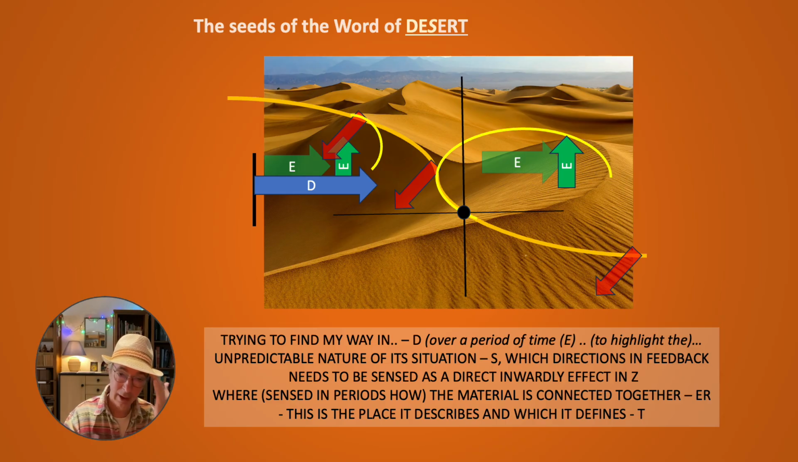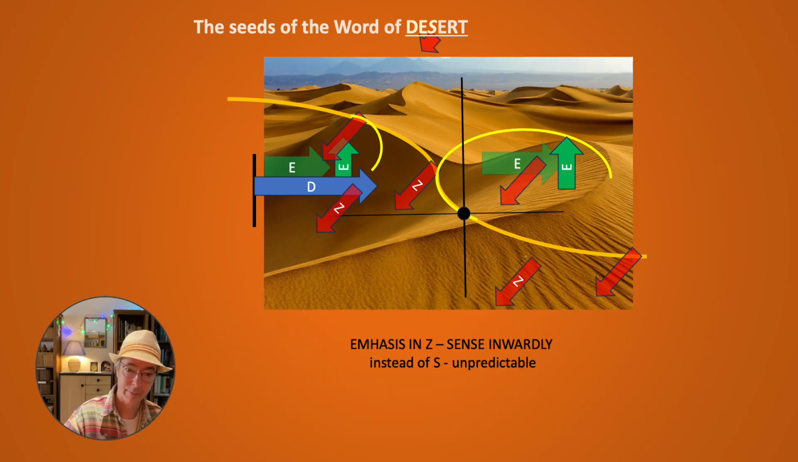So we try to grasp actually the nature of changes in the sand dunes. Actually, that is what desert is describing, and via T it says, okay, this is the place that I describe and this is the definition that I give it, and I can only sense it via this way of experiencing it.